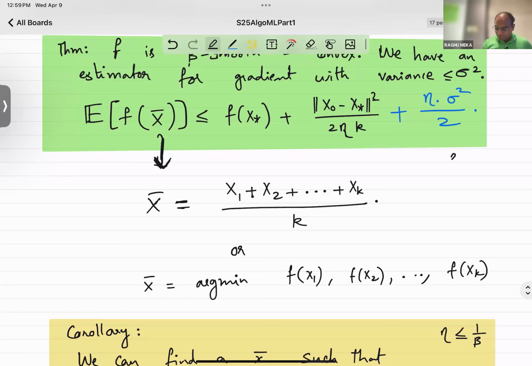F is my cost function, right? Whatever I'm trying to minimize. I start with x0, and then I go to x1, then I go to x2, and so on up to xK.